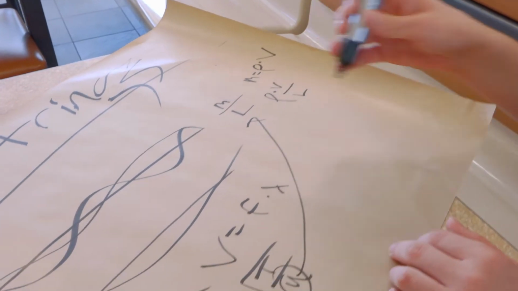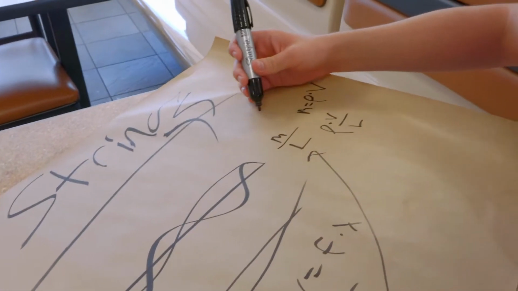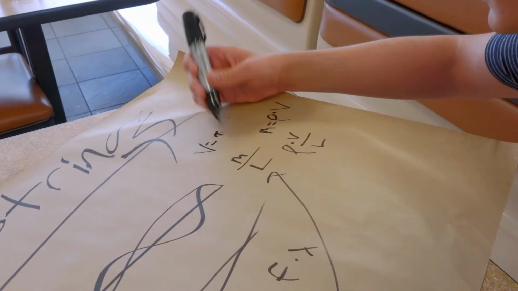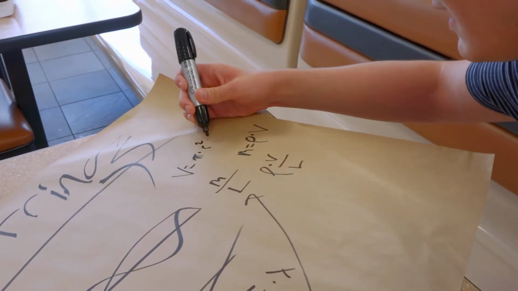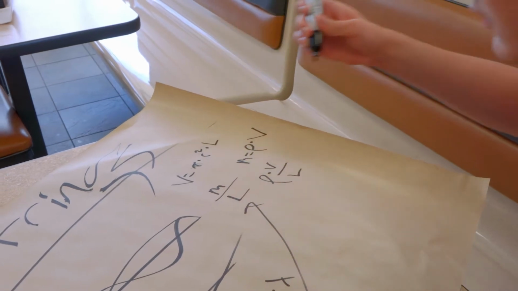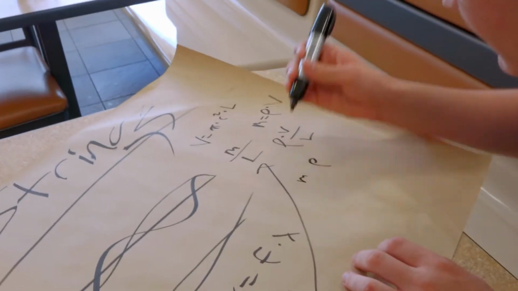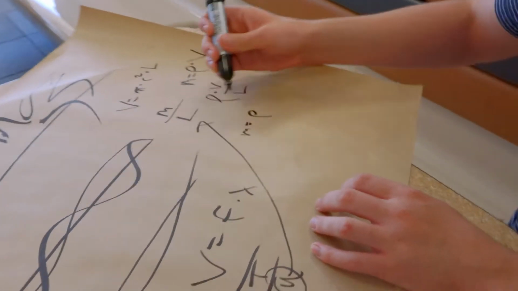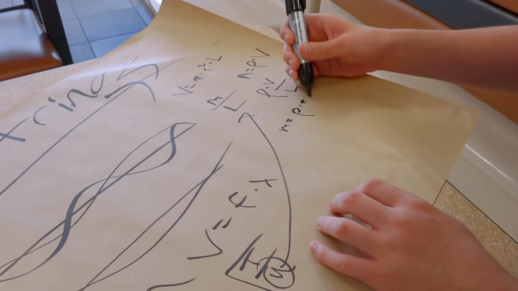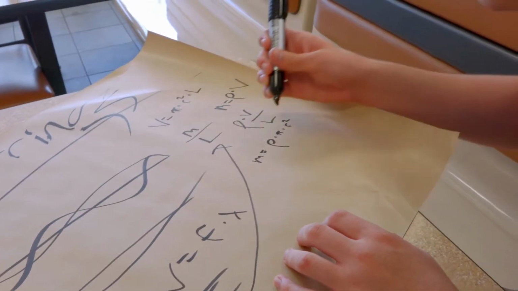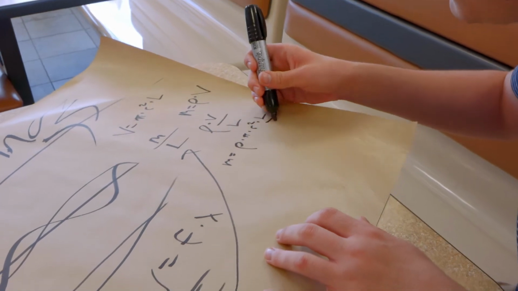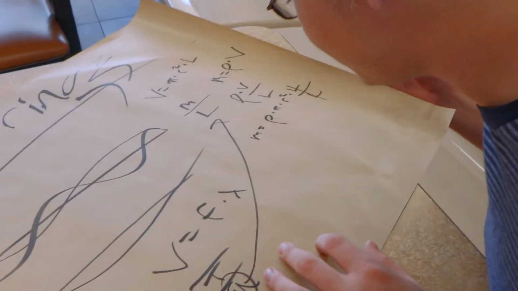Now what's the volume? The volume of a string is pi times the radius of the string squared times the length of the string. The mass now becomes the density times pi times r squared times L, divided by L. Now you can see these L's are definitely going to cancel.